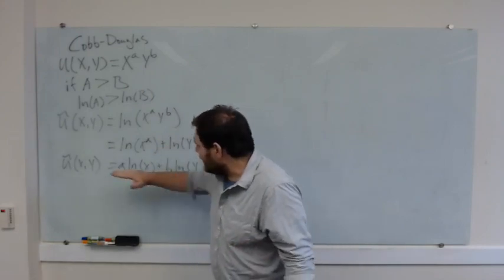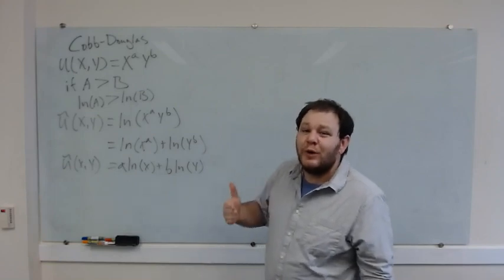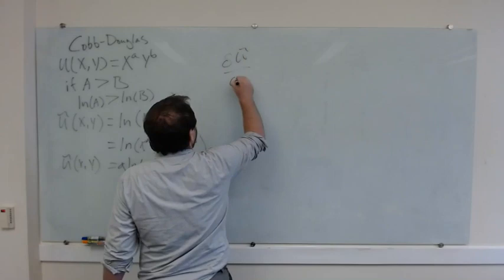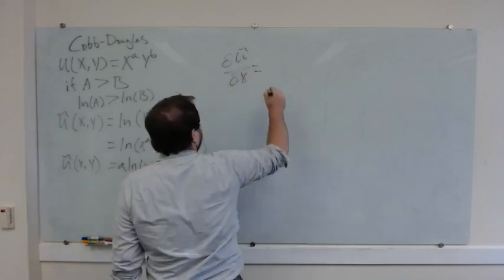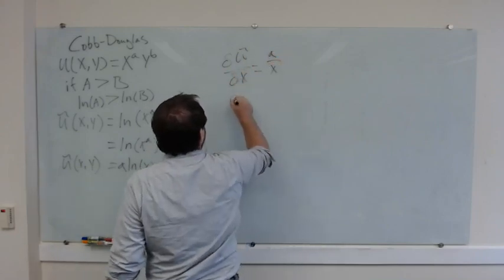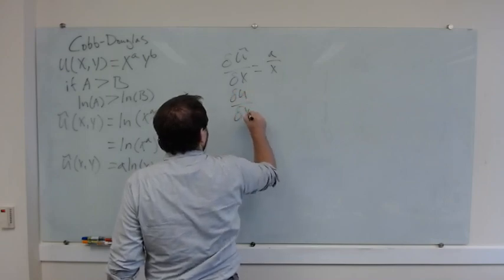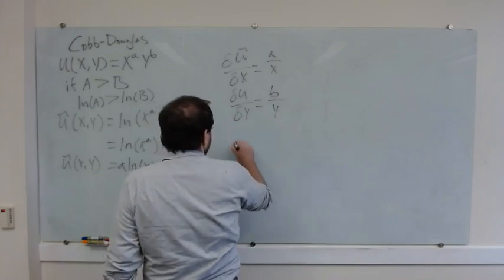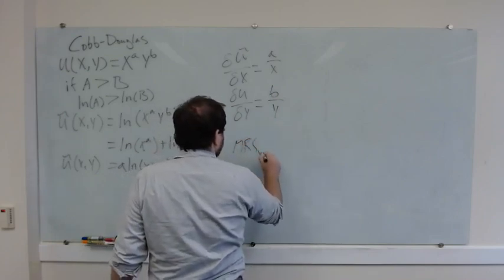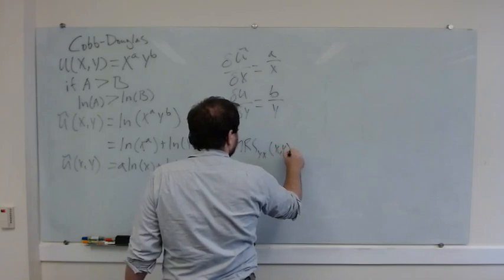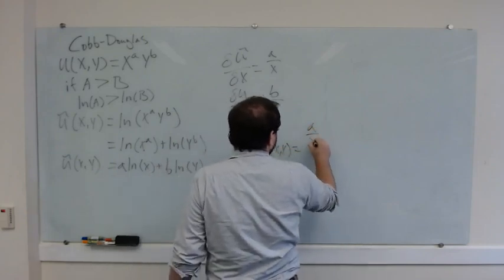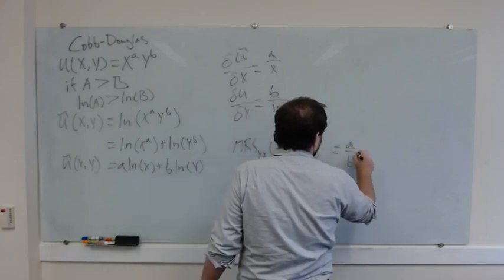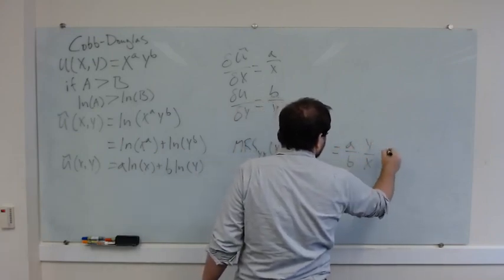Really just because taking derivatives of this function is really, really convenient, right? So we can say du tilde dx is just going to be a over x, du tilde dy is just going to be b over y. Oh my goodness, that means our MRS, as we found before, is just going to be a over x divided by b over y, which is going to be a over b times y over x.